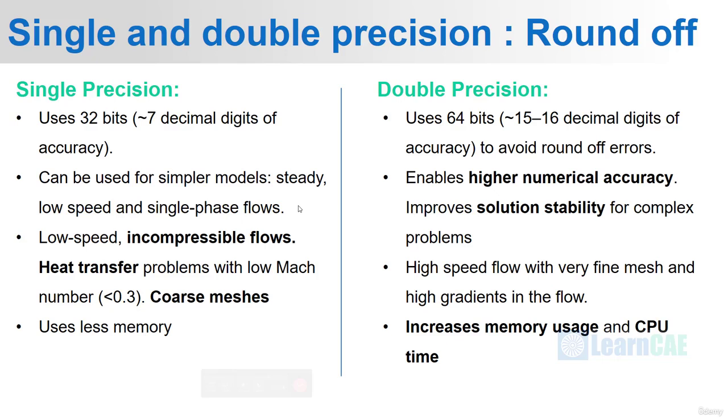Single precision can be used for low speed incompressible flows and also heat transfer problems with low Mach number less than 0.3, and it can handle coarse mesh very well, whereas double precision is used for high speed flows with very fine mesh and high gradients in the flow. Single precision uses less memory and double precision uses higher memory, and also it takes a lot of CPU time. Okay, for this problem we can go ahead with single precision.